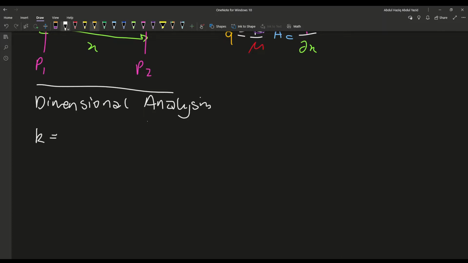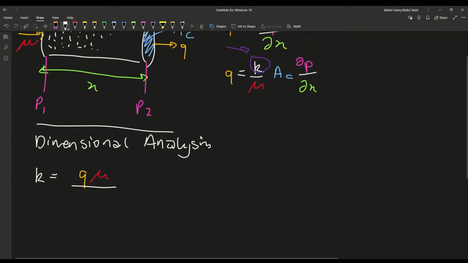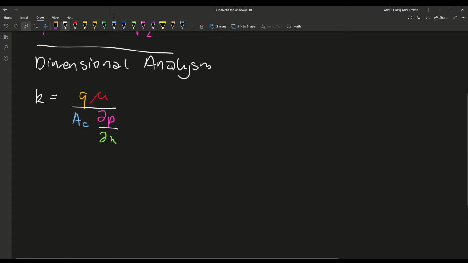So first, let's rearrange our formula to get K on one side, because this is what we're interested in. K is equal to Q mu over AC times dP over dX. For us to be able to find the units of K, we're going to be using dimensional analysis on the MLT system, which is mass, length, and time. There's also an FLT system, but we won't be using that for the purposes of this video.